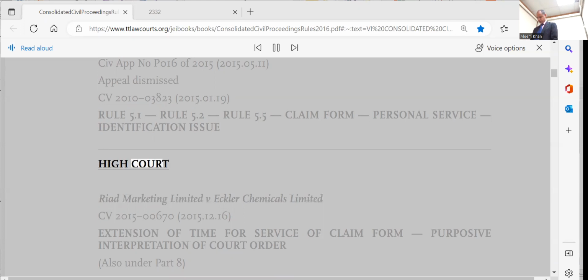High Court. Riyadh Marketing Limited v. Eckler Chemicals Limited CV 2015-00670, December 16, 2015, extension of time for service of claim form, purpose of interpretation of court order, also under Part 8.